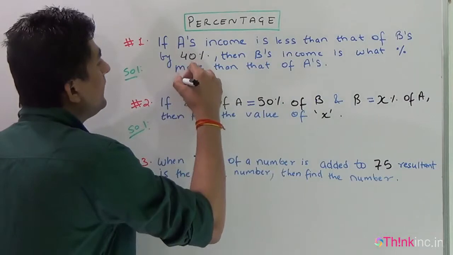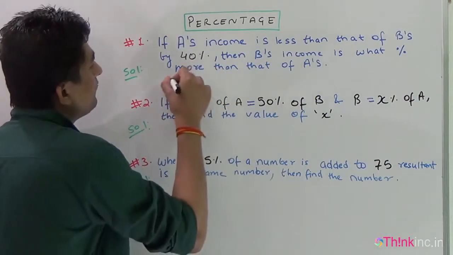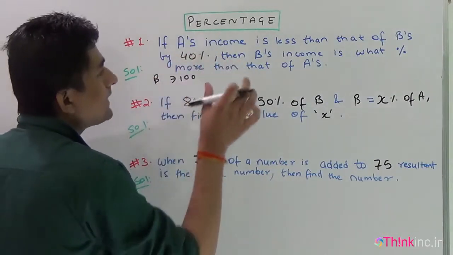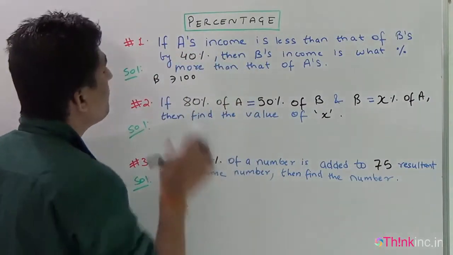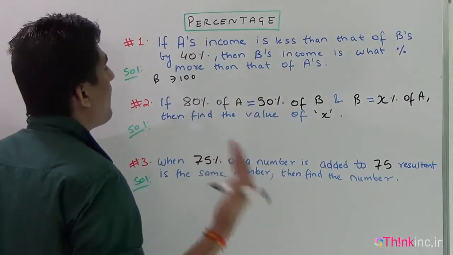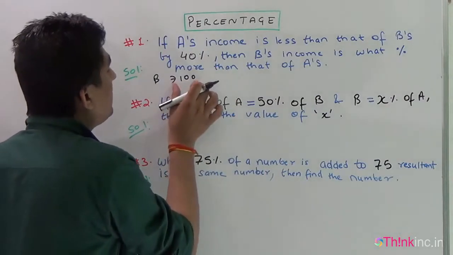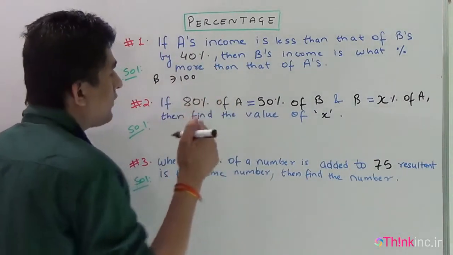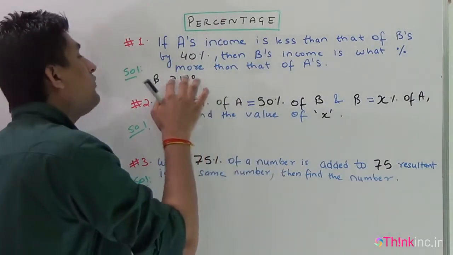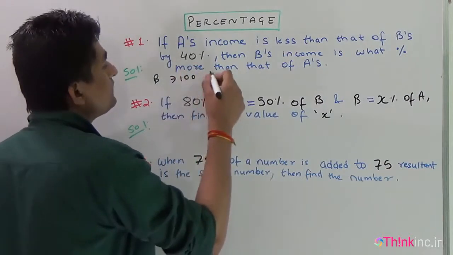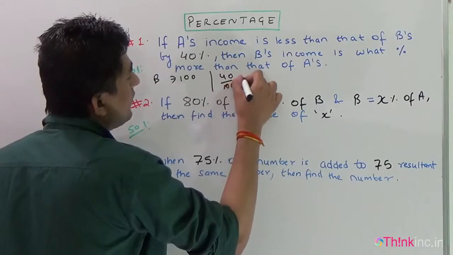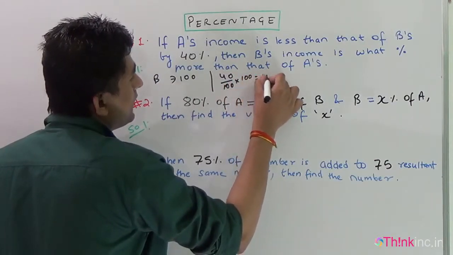Let the income of B be 100. It is given that A's income is less than that of B's income by 40%. That means 40% of B. In order to calculate A's income, we have to calculate 40% of B's income and then subtract it. So let us calculate 40% of B's income, which will come out to be 40.